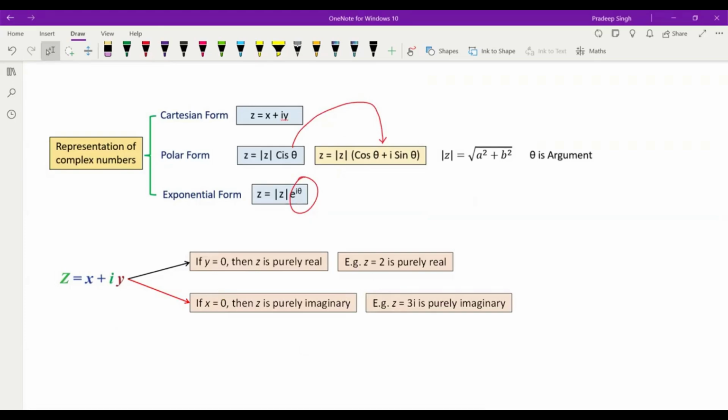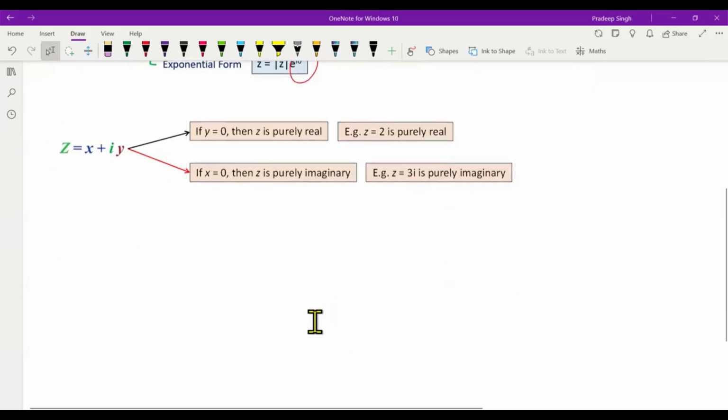Yes, Reva, unmute yourself. So it says if y is equal to 0, then z is purely real because iy is the imaginary component. And if x is 0, then z is purely imaginary because x is the real component, and only the imaginary component is left. Perfect. So we are going to do a question on this as well.